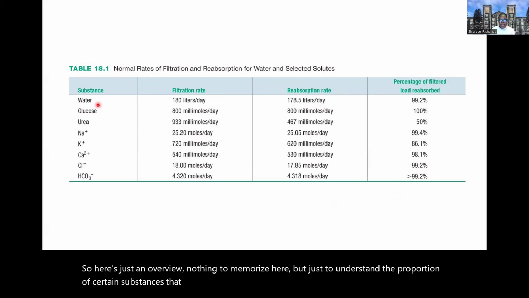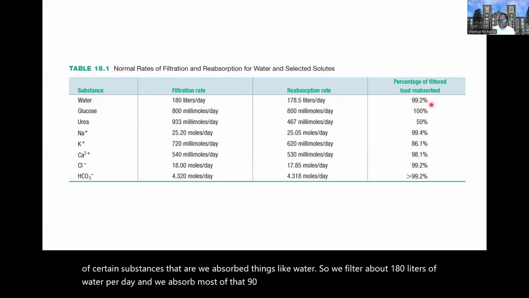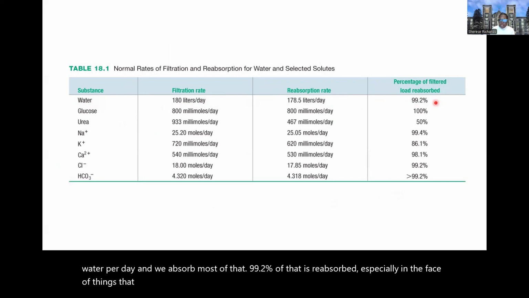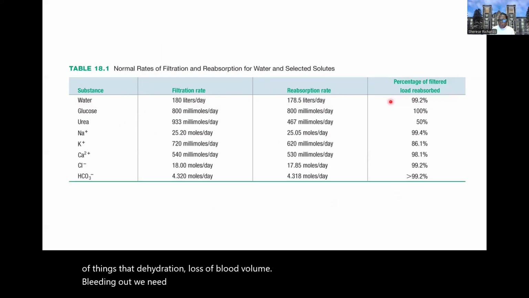things like water. So we filter about 180 liters of water per day, and we reabsorb most of that. 99.2% of that is reabsorbed, especially in the face of things like dehydration, loss of blood volume, bleeding out. We need to reclaim a lot of that water just to maintain our mean arterial pressure, our blood pressure.